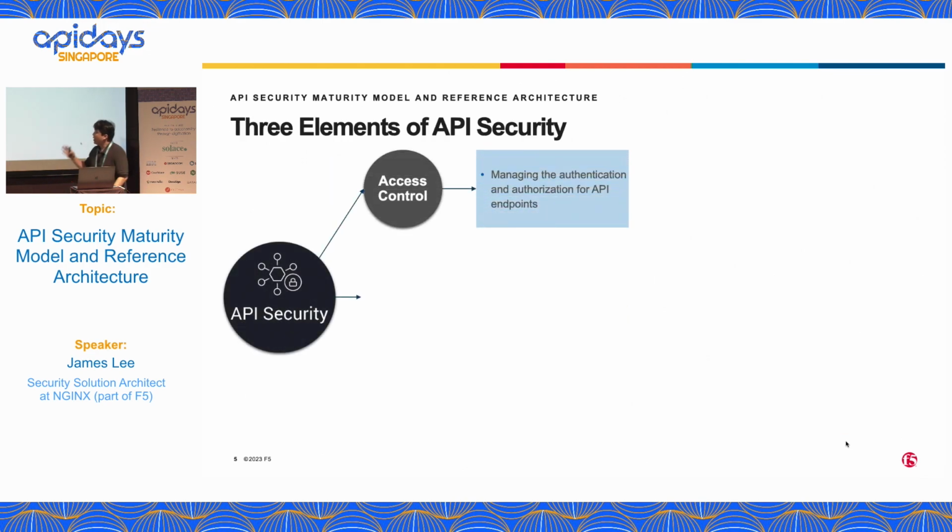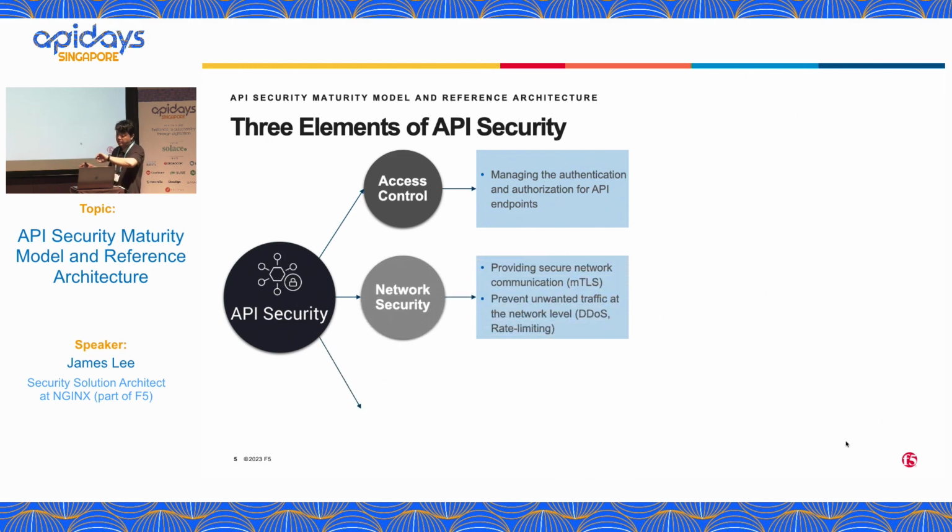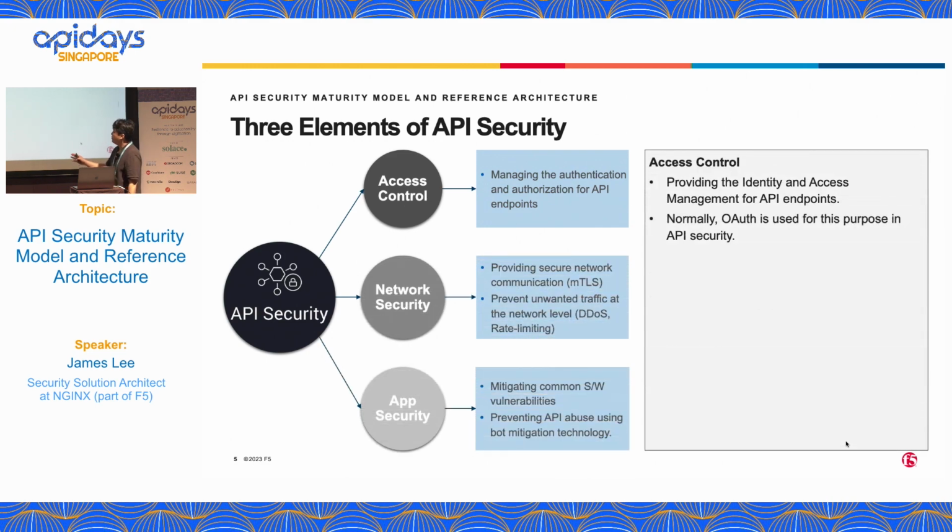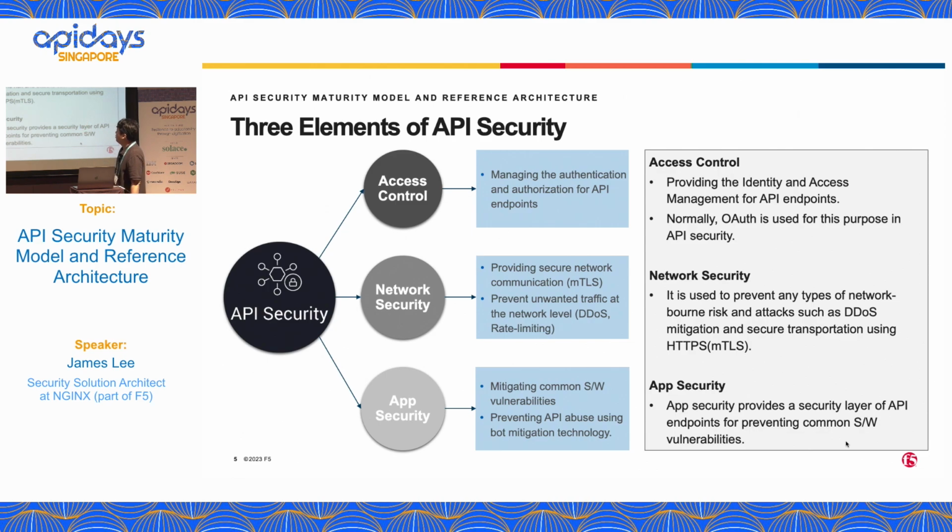Right? So access control, network security, and access control normally means using OAuth. And there is another common misunderstanding. So many people think once you are using OAuth, okay, I'm done. I already have a very advanced level of access control. No. OAuth is just your starting point.